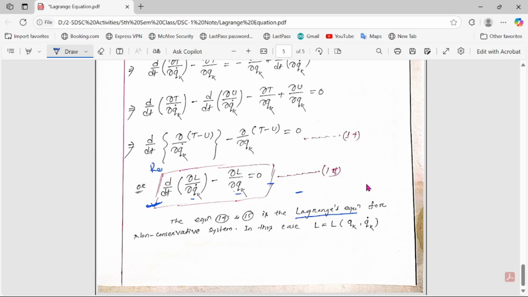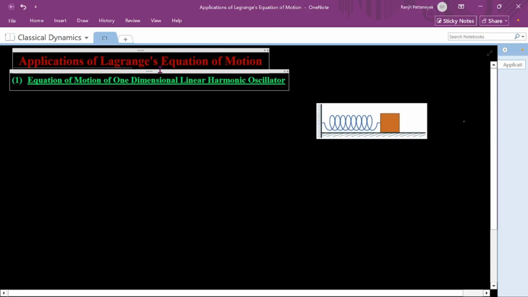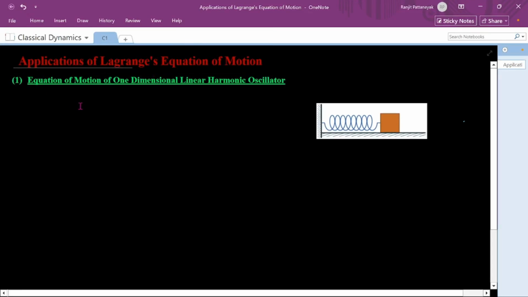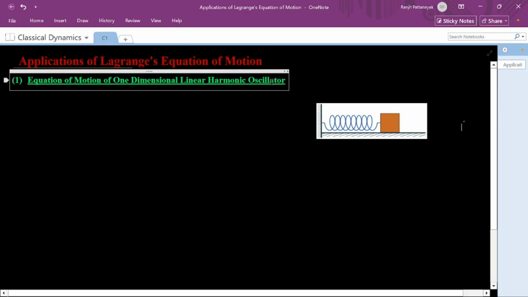Just remember this one, because from this class we are going to start discussing applications of the Lagrange equation. First, in this class, we are going to discuss finding the equation of motion of a one dimensional linear harmonic oscillator.